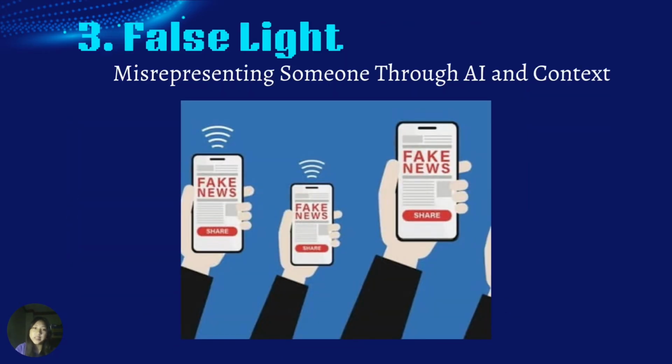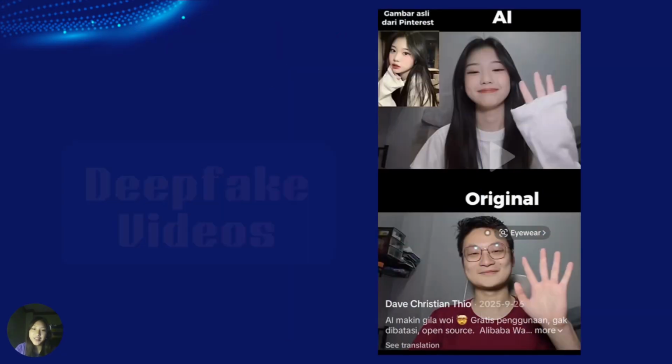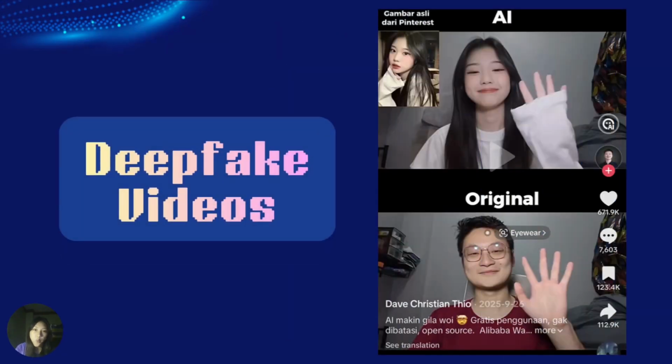Third type is false light. False light happens when someone is portrayed in a misleading or offensive way, like giilad ang perception sa mga tao about sa inyo. A modern example is deepfake videos, which can make it appear that someone said or did something that they never actually did.